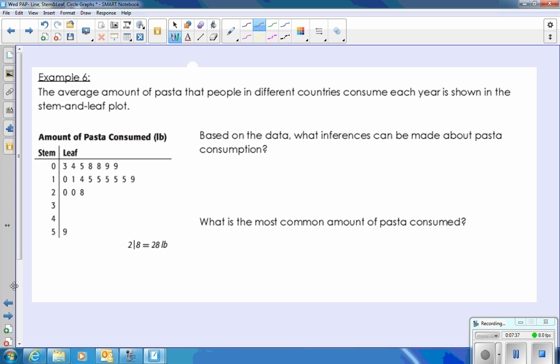The average amount of pasta that people in different countries consume each year is shown in the stem and leaf plot. Based on the data, what inferences can be made about pasta consumption? The answer could very much vary, but the main thing that I would look at is the mode. I can determine that, since there are so many countries listed in this area, most people eat between 10 and 19 pounds, that's most countries, not most people, each year.